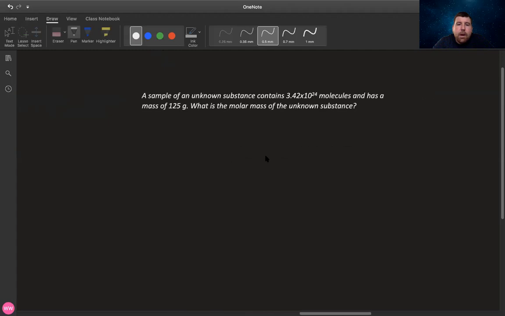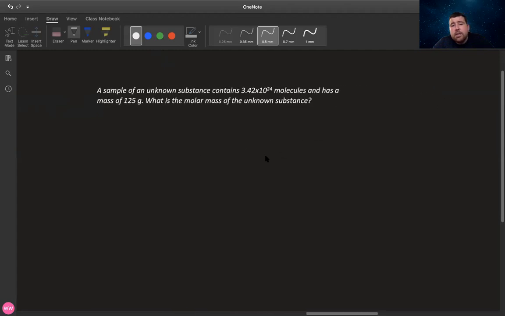A sample of unknown substance contains 3.42 times 10 to the 24th molecules and has a mass of 125 grams. What is the molar mass of this unknown substance? So this is a little bit of a trickier one, really making sure we understand what the concept of molar mass is. If you look at the top of the graphic organizer, you'll see that I have provided us with an equation, if you will. I like to use this m with feet to indicate molar mass.